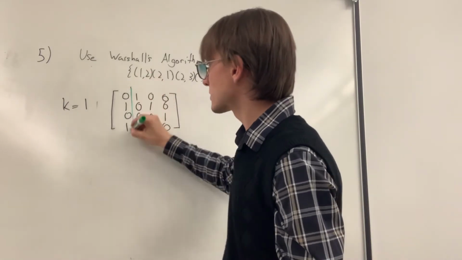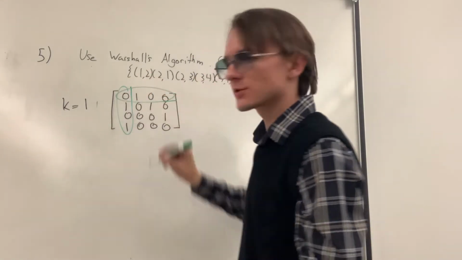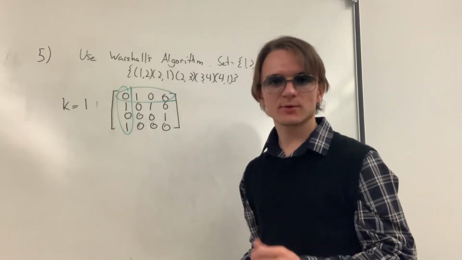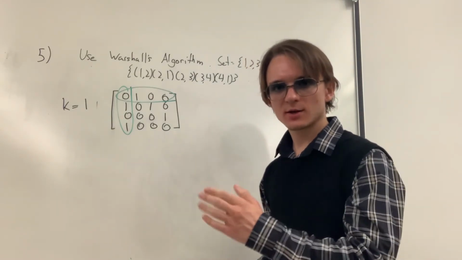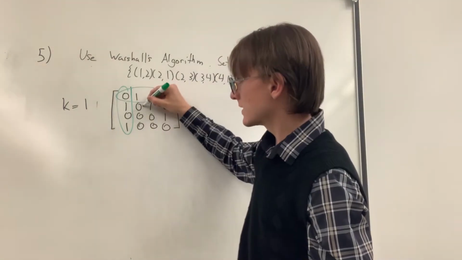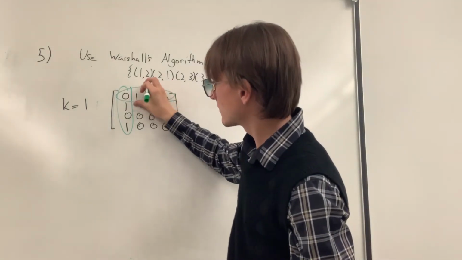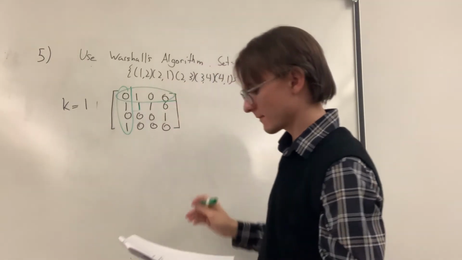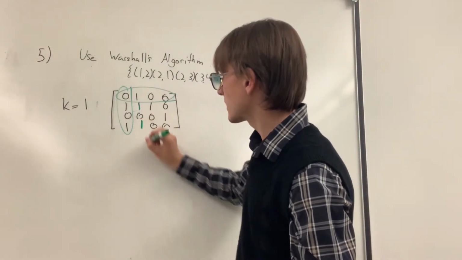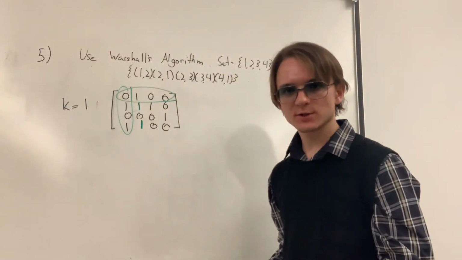Again, we take the first column and the first row, and we look at all the intersections, and we add new edges or new relationships to fit our new transitive relation. We're intersecting at the 0, so this becomes a 1. This 0 also becomes a 1, and that's it for the first loop.